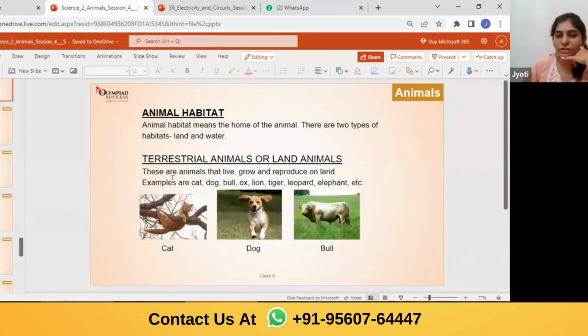The first habitat which we are discussing is terrestrial animals or land animals. So these are the animals that live, grow and reproduce on land only. Land animals, as the name suggests, are living on the land only. For example, these are all the examples which live on land.